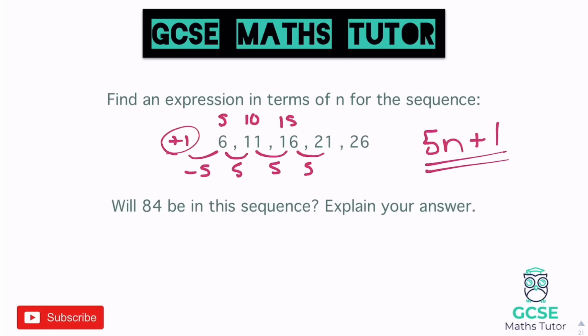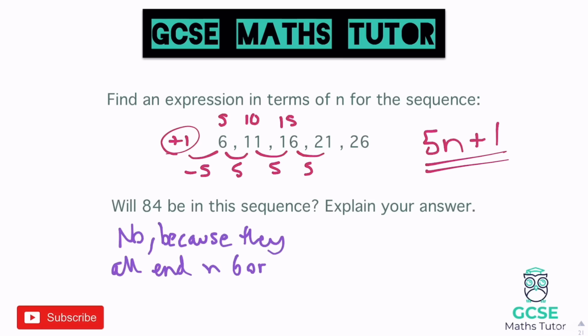Now it says, will 84 be in this sequence? Explain your answer. There are 2 different ways of doing this. This one in particular, I'd like to use more of a logical approach. If you have a look at all these numbers, 6, 11, 16, 21, 26, they all end in 6 or 1. So I would be able to say no, because all the numbers end in 6 or 1. So that's option 1.